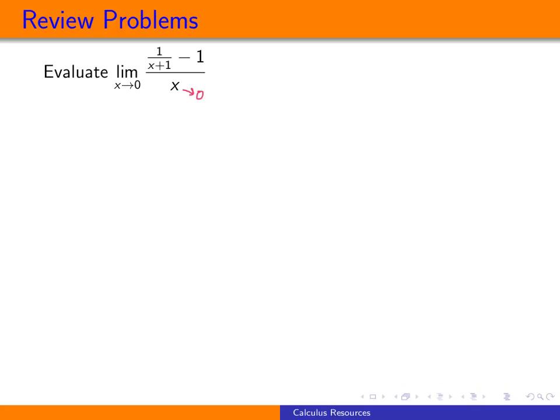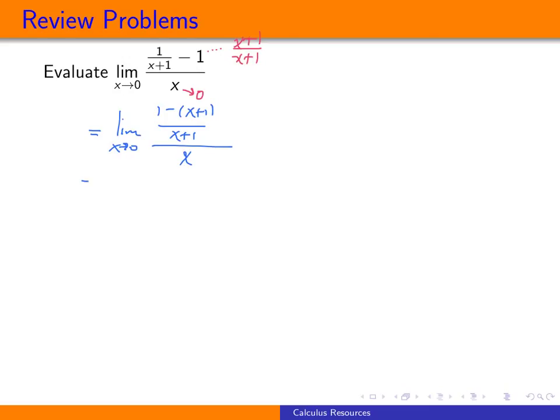The easiest thing I can see to do here is in the numerator, we can rewrite 1 as (x plus 1) divided by (x plus 1), and this will allow us to combine the numerator into a single fraction. Doing so, we will have the limit as x approaches 0. In the numerator, we're going to have this common denominator of x plus 1, and we'll be left with 1 minus the quantity x plus 1, and this is all divided by x.